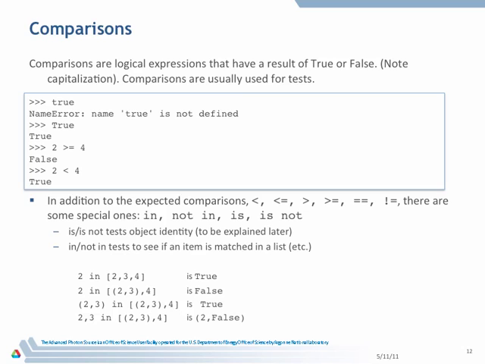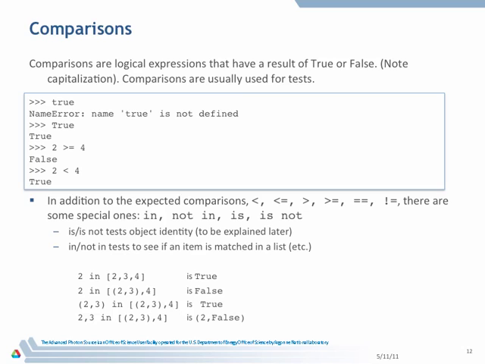Why not just a single equal sign? Well, you use equal signs for assignments. You use 2 equal signs for comparisons, and Python won't let you mix them up, in the sense that if you try to do a comparison and you only use 1 equal sign, it's going to say assignment is invalid here.